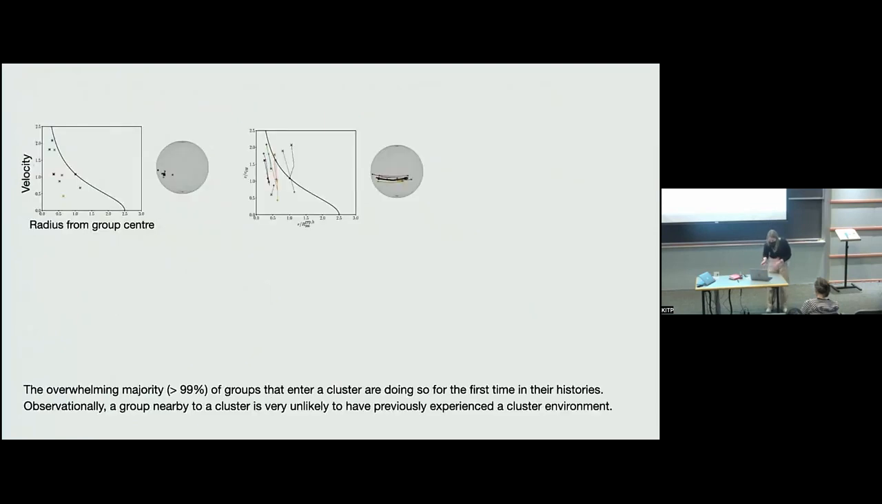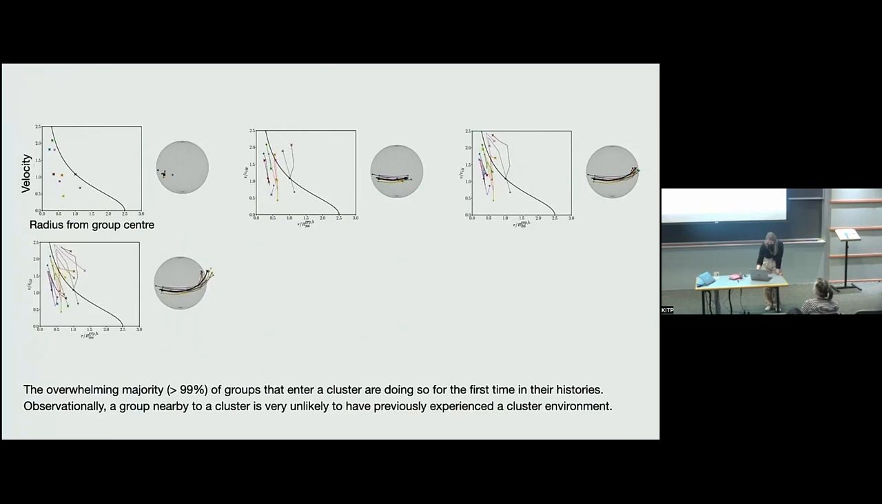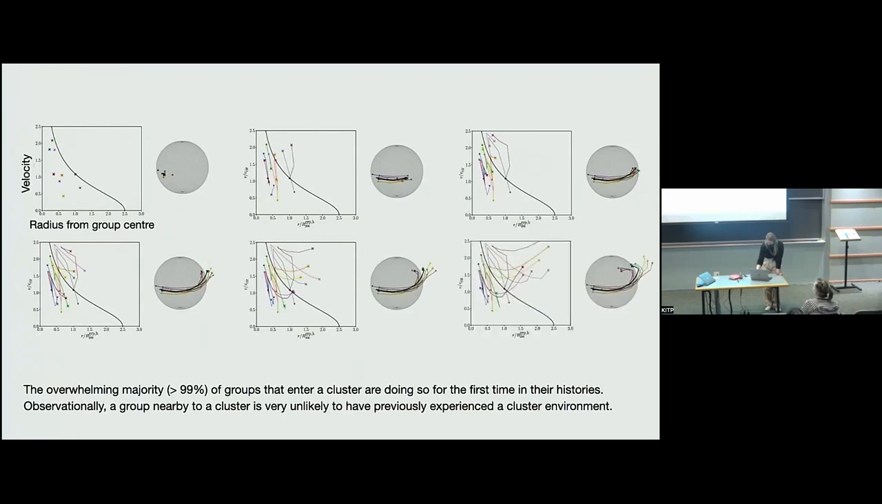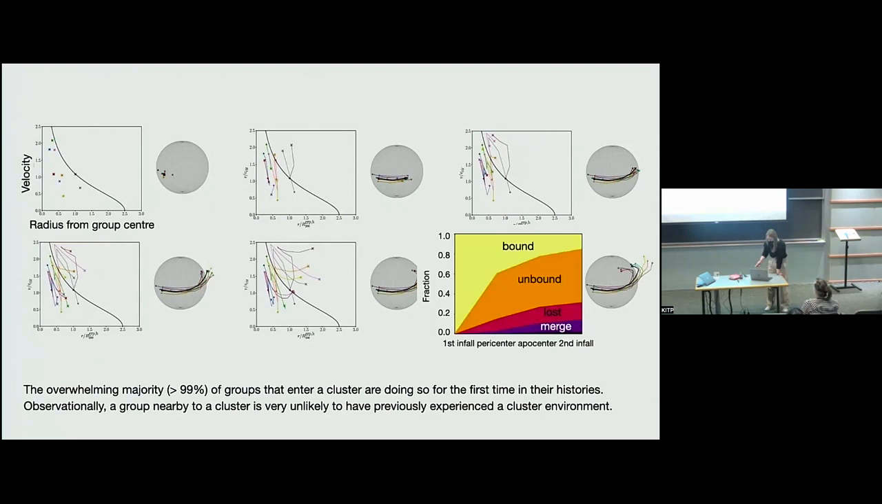Here you can see in these diagrams the radius from the group center. So these are all galaxies in a group. Here is their velocity. This is the center of the group. All these dots are individual galaxies. And as they are falling into the cluster, they become unbound. Many of them stick inside the cluster, and only a few splash out on the other side. But the majority of them become unbound to the group and stick inside the cluster. So even if you observe a galaxy inside a cluster, it may have experienced the group environment before.